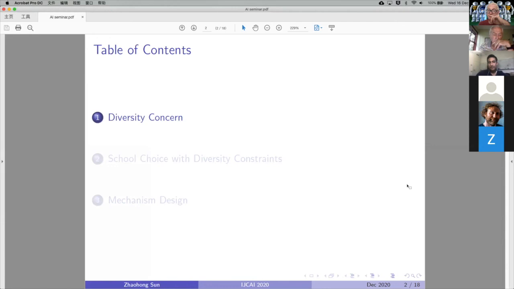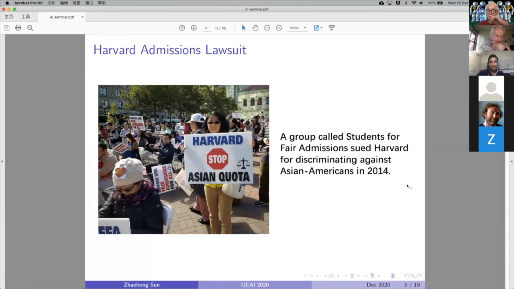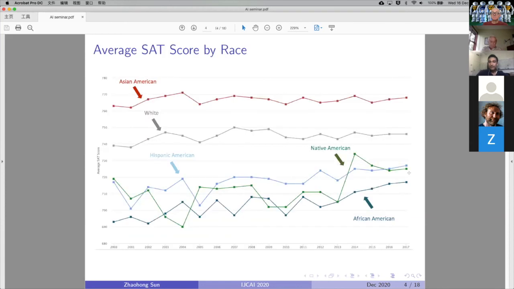Recently, there has been increased attention to the school choice problem that takes diversity concerns into account. One typical example is the Harvard admissions lawsuit. In 2014, a group called Students for Fair Admissions sued Harvard for discriminating against Asian Americans. Let's see what happened. This figure is one of the court documents submitted by Harvard. It describes the average SAT score for the admitted students by race from the year 2000 to 2017.